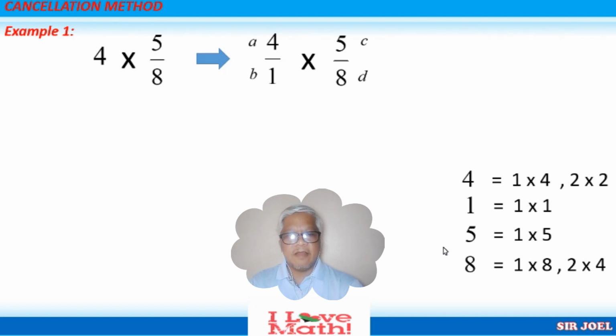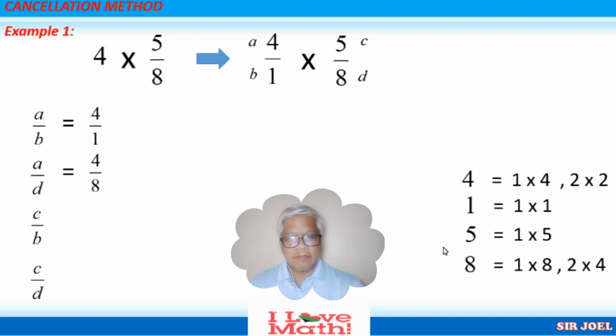Now, ano-ano nga ulit yung patterns natin? We have A over B, A over D, C over B, and C over D. So, balikan natin, ha? A over B muna. We have 4 over 1. So, if you look at the factors of 4 and 1, the only common factor is 1. Kaya, walang makakancel. Next, we have A over D. So, we have 4 over 8. Look at the factors of 4 and 8. Ano ang common factors ng 4 and 8? Meron tayong 1, 2, and 4.